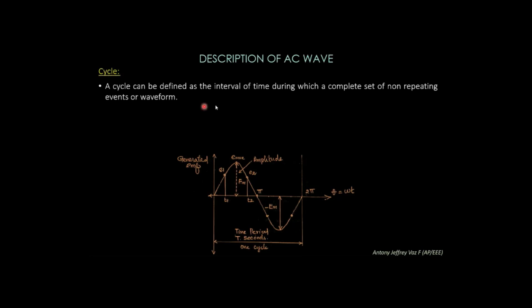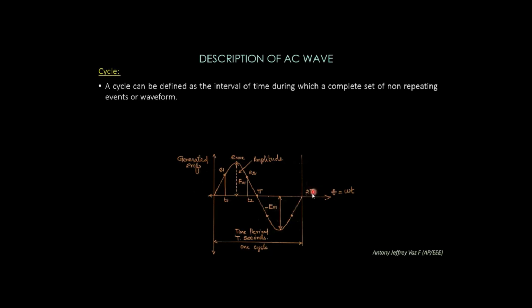Cycle. A cycle can be defined as the interval of time during which a complete set of non-repeating events or uniform is occurring. When you see this figure, you can see a waveform starts at zero position or zero time and it ends at 2 pi, which is nothing but 360 degree. The wave starts from zero, it has a positive peak, it again returns back to zero, and again it has a negative peak. After that, it again returns back to zero.